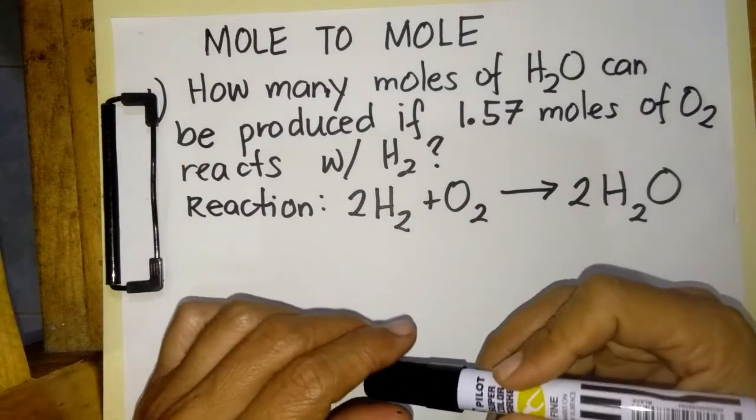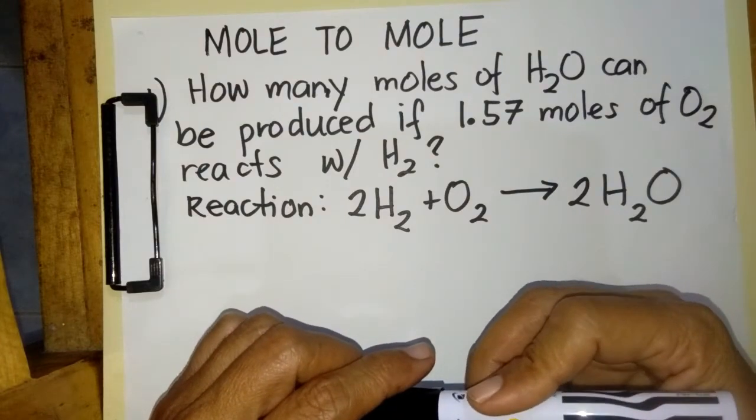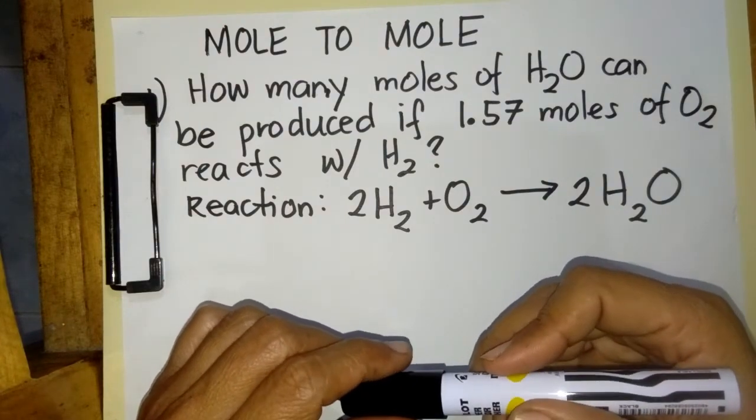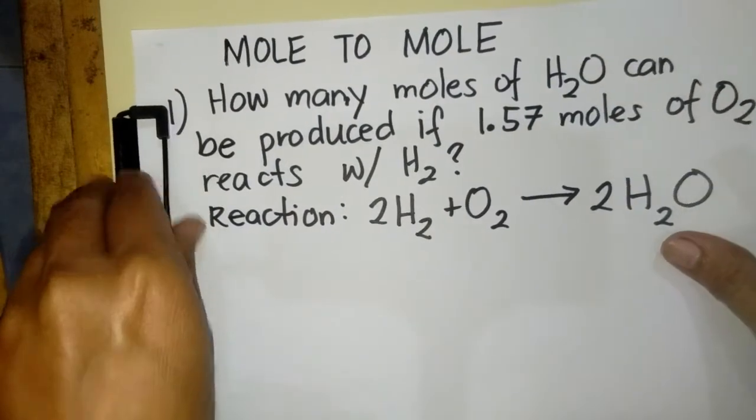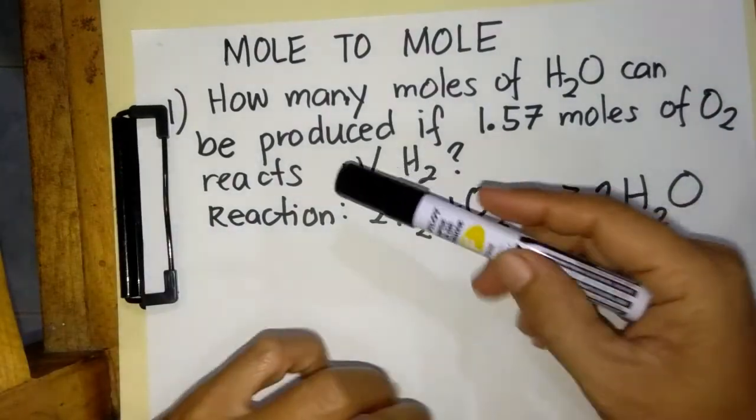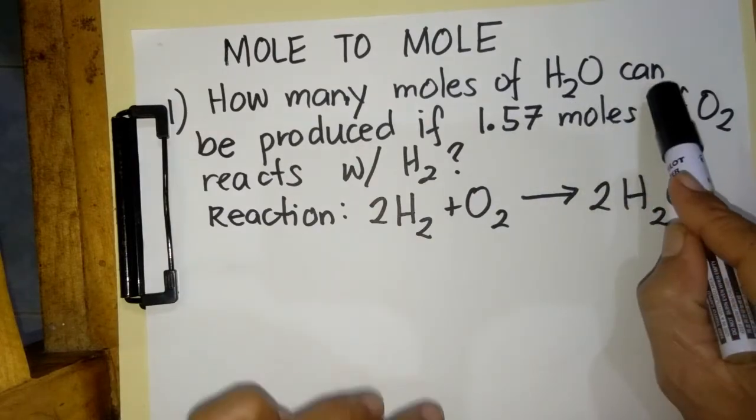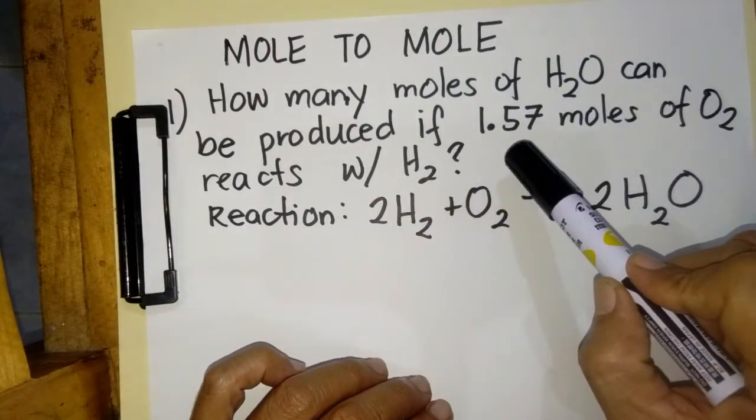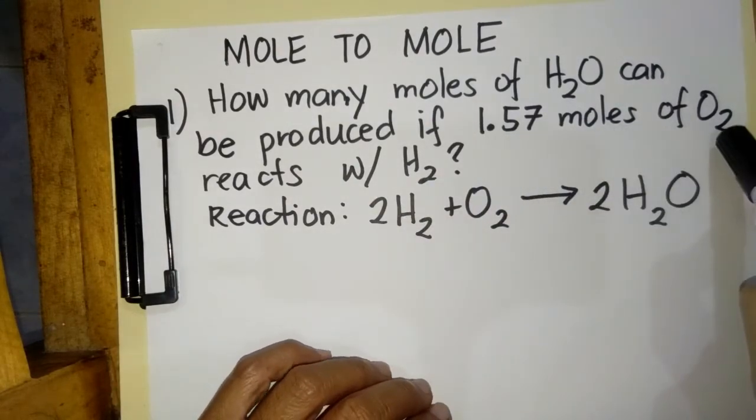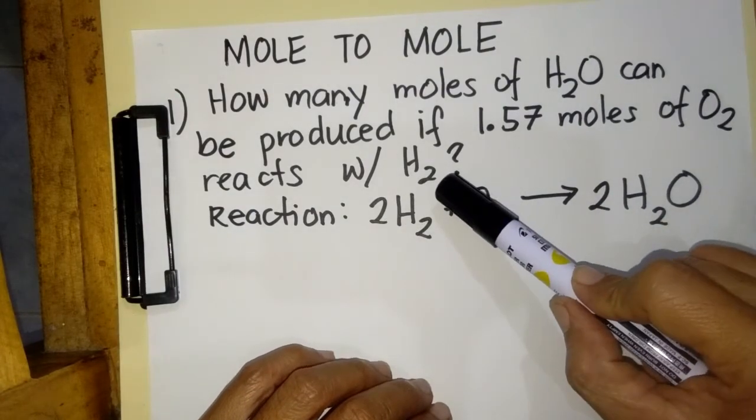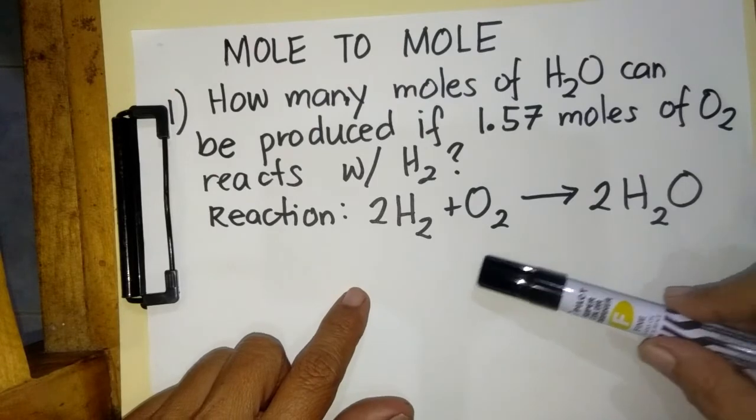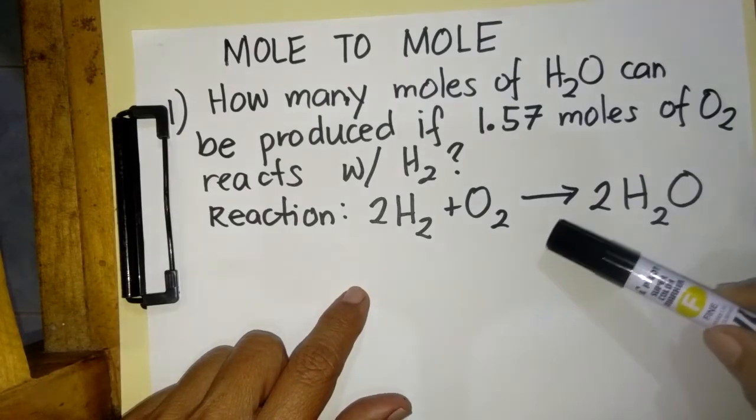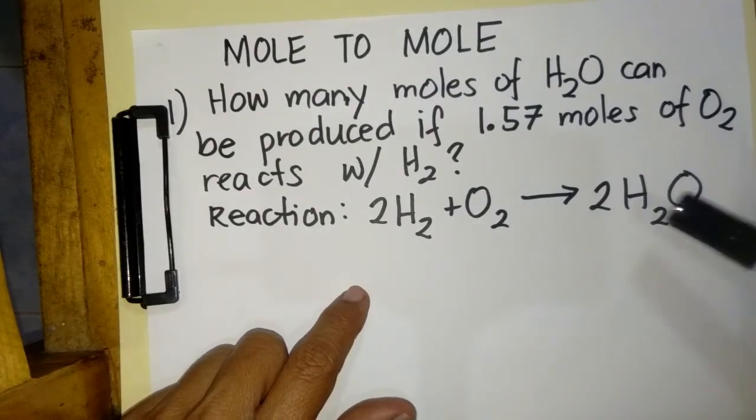Okay, let's go to mole conversion. We have here a problem. Let's see problem number 1. How many moles of H2O can be produced if 1.57 moles of oxygen reacts with hydrogen? So we have the reaction here: 2H2 plus O2 will yield 2H2O.